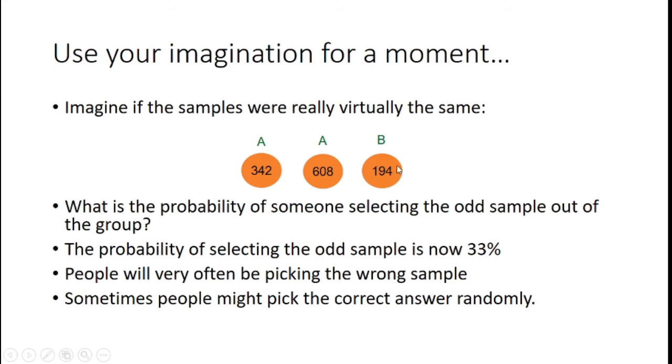Sometimes people will pick the odd sample, and we have to be aware that the odds are not 0% that they're going to pick the odd sample. It's 33% because the potential of them picking the B sample is random odds at this point. And so we can't just be focused on the percent. We have to be thinking about the percent, but also the confidence in the data. And we have to be thinking about the population size that we're working with.